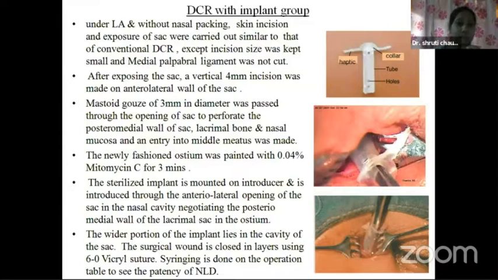After the exposure of the sac, a vertical 4 mm incision was made on the anterolateral wall of the sac. Then a mastoid gouge of 3 mm diameter was passed through the opening of the sac to perforate the posteromedial wall of the sac, the lacrimal bone, and the nasal mucosa all together, and entry is made into the middle meatus. This newly fashioned ostium was then painted with 0.04% mitomycin for 3 minutes. The sterilized implant is mounted on the introducer and introduced through the anterolateral opening of the sac into the nasal cavity. The wider portion, which contains the haptic, lies in the cavity of the sac, and the surgical wound is closed in layers using 6-0 Vicryl suture, and syringing was done.